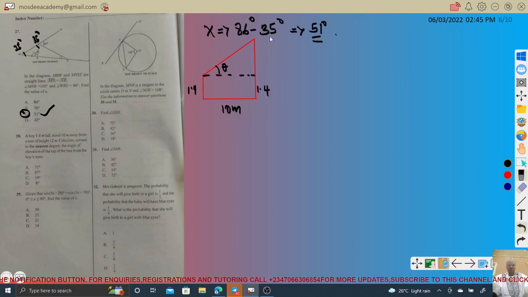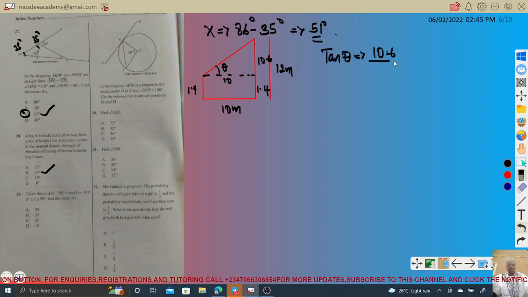Here is 1.4. The total height of the tree is 12. So we can get the remaining height. This is 12 meters, so you have to subtract 12 minus 1.4. So this is 10.6. So be careful, this is from symmetry. They are equal, opposite over adjacent. So I'm seeing 10, 10.6. Tan 45 is 1, something close to 45. That is it. So what we can do is tan theta is equals to opposite over adjacent.